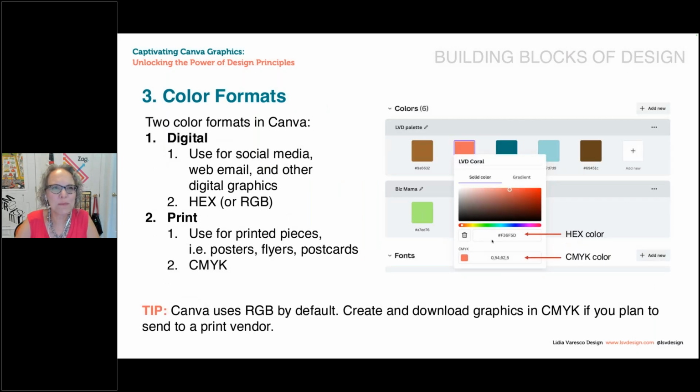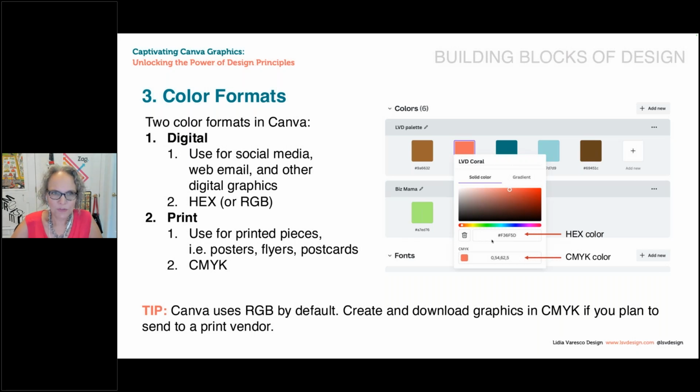And then next we'll talk about color formats. There are 2 color formats that you'll be using in Canva. The first one is a digital format, and that would be used for social media, web, email, any other kind of digital graphics that everybody mentioned you're using Canva for. Those are generally specified as a hex code or an RGB code. You can see here in the screenshot, I've called out with the first arrow the hex color. That's got a hashtag and then a series of 6 numbers and letters. That's what makes up the hex codes.